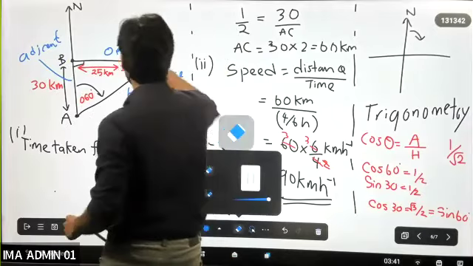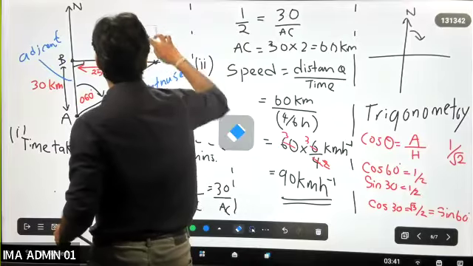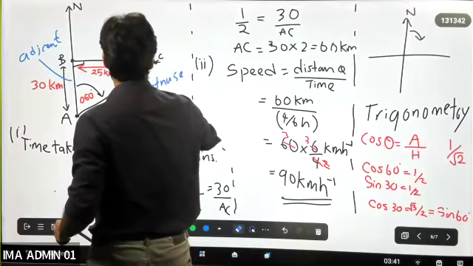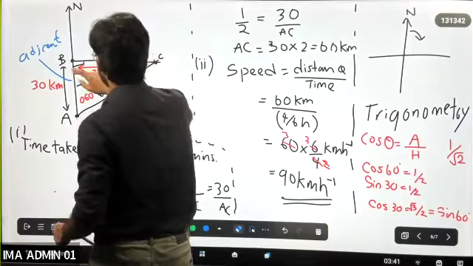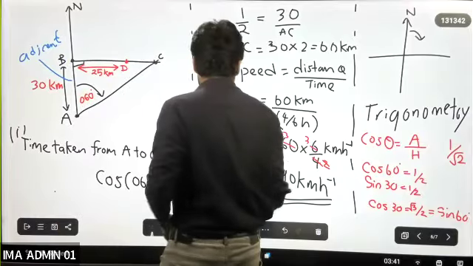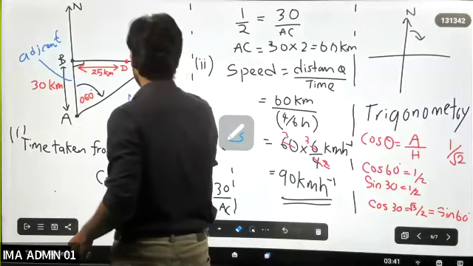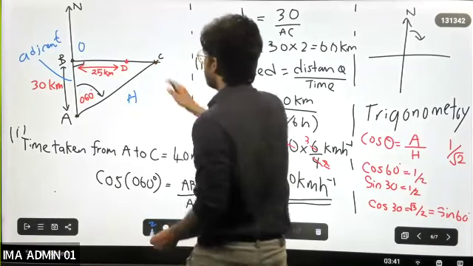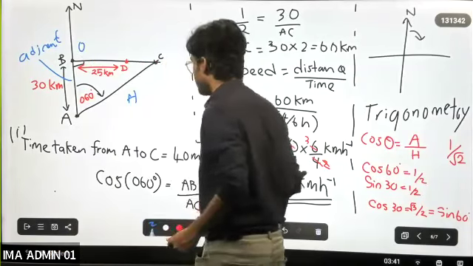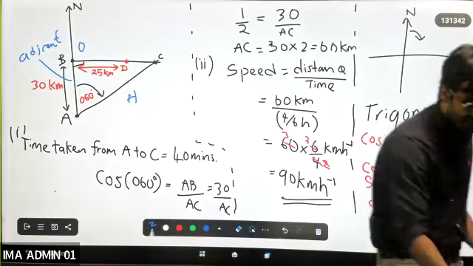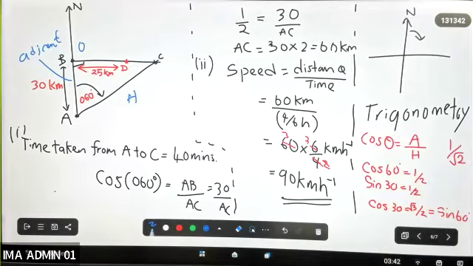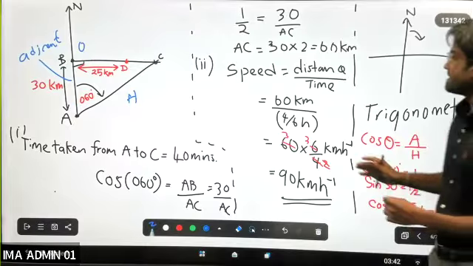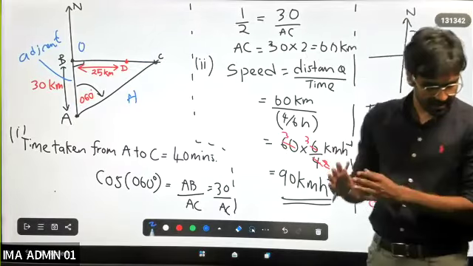I will remove this for now. So this is the point, and let me myself read what they are asking first. Find the bearing of A from D.